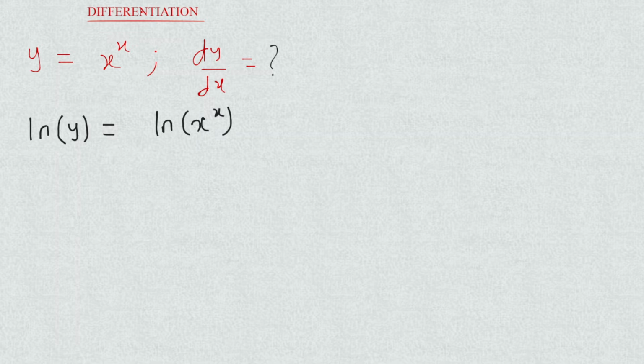So the next thing I'm going to do is rewrite the right hand side as x ln x, because the same rule that goes for logarithms also applies to ln, since both are logarithms, just with different bases.